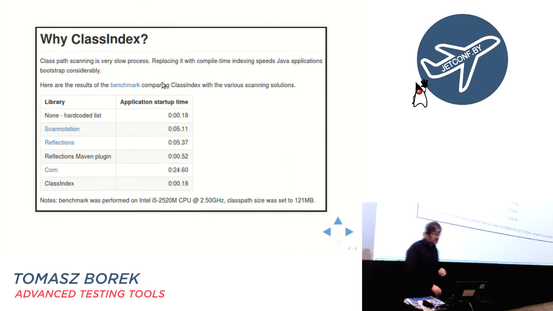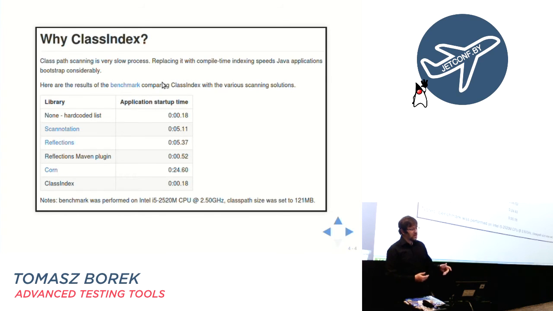Well, ClassIndex doesn't scan your class path. It actually indexes your classes in the compile annotation phase. So whenever your annotations are being processed by the annotation processor, another output is produced, which actually tells you where your class is and what info it has.